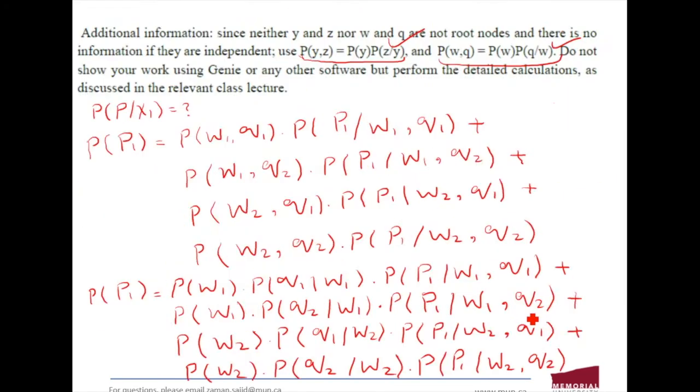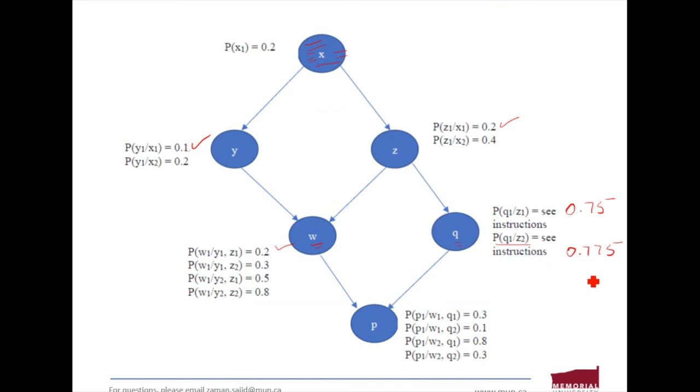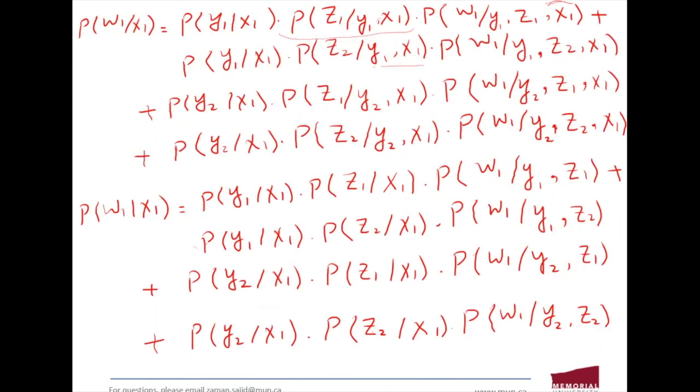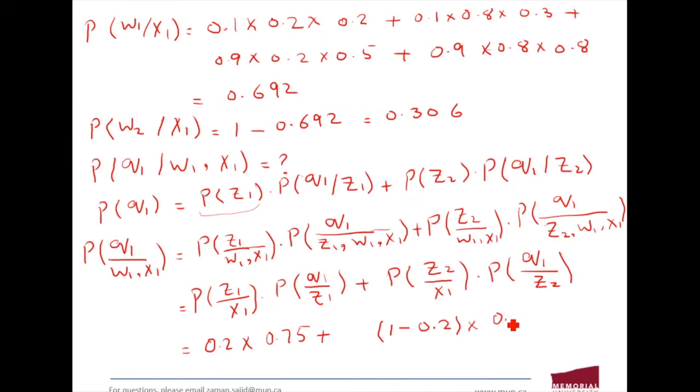Let's go to the network here. So the Q1 given that Z2, I am assuming this value as 0.775. So once you solve it, you will get the answer of 0.77. So my value of the probability of Q1 given that W1 and X1 is 0.77. If I want to find the second state value, I can just subtract it from 1.